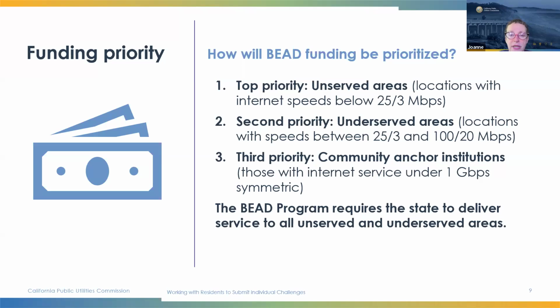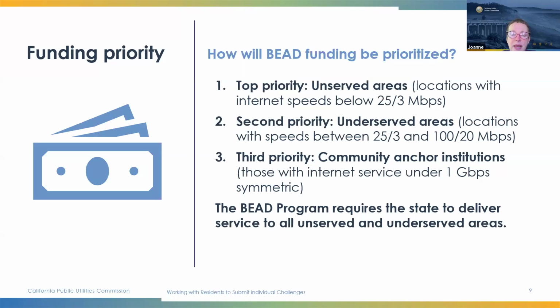The underserved locations will receive funding as a second priority after unserved locations have been taken care of. Finally, under the statute, if there are funds left over after connecting unserved and underserved locations, then additional funding can be used to connect community anchor institutions that don't currently have access to internet service of a symmetrical gigabit per second or more.